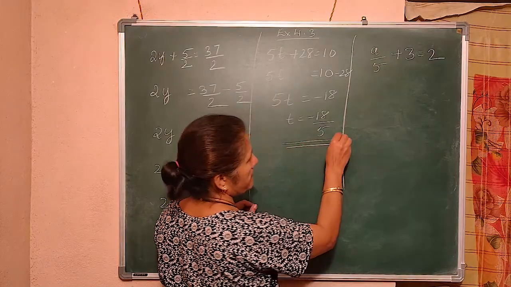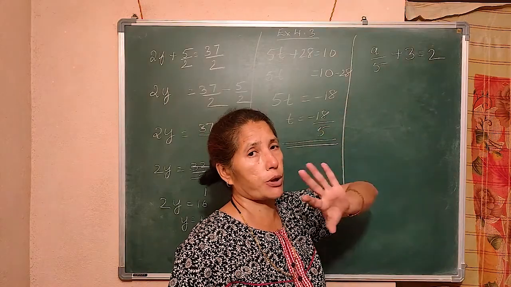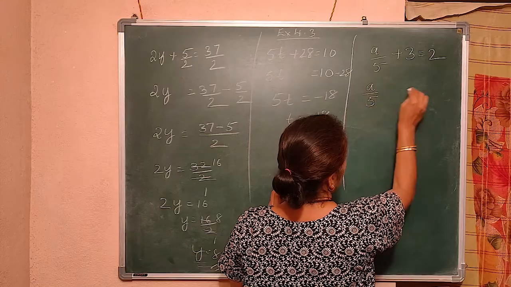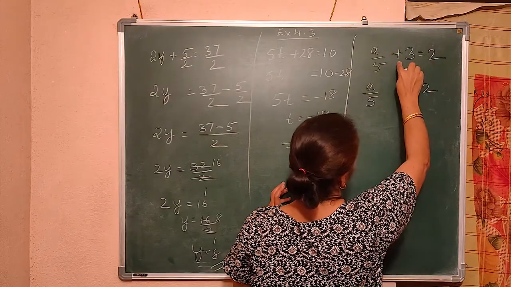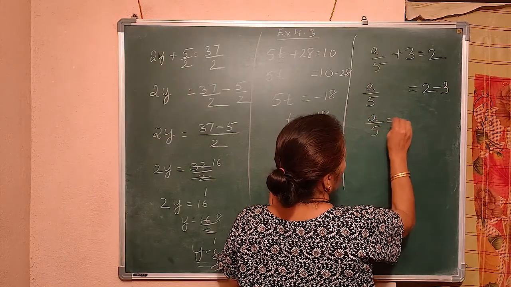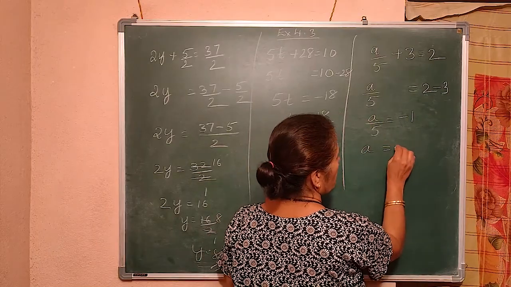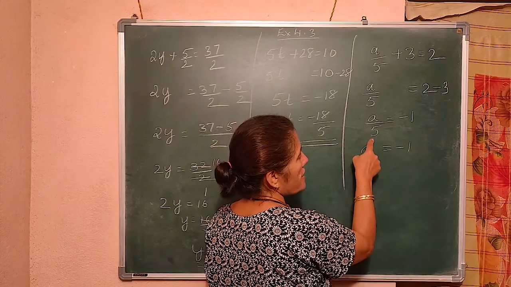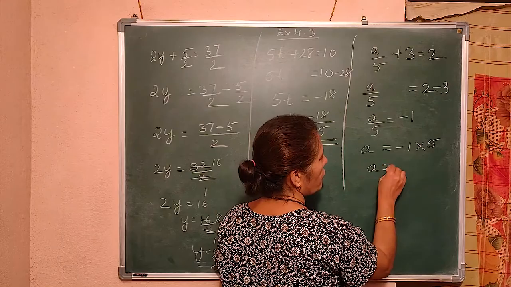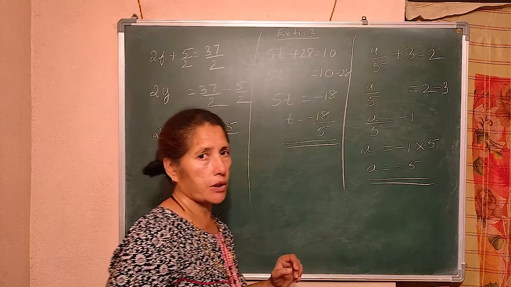This is the answer. Now, a divided by 5 plus 3 is equal to 2. So what is the next step? A divided by 5 you keep as it is, equal to 2. Here plus 3 take that side, minus 3. So a by 5 is equal to 2 minus 3 is minus 1. I want a. Here it is divided. So when you take that side, it is into. So a is equal to 5 ones are 5, minus 5. That is the answer. You understand?